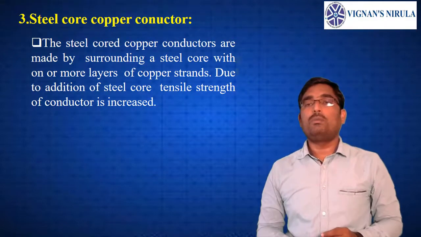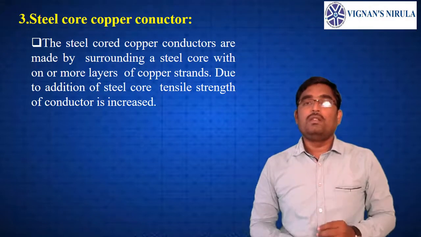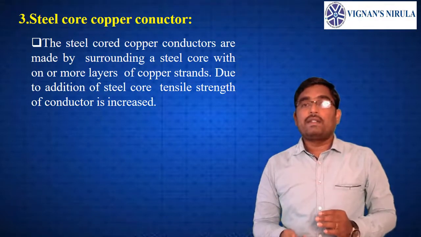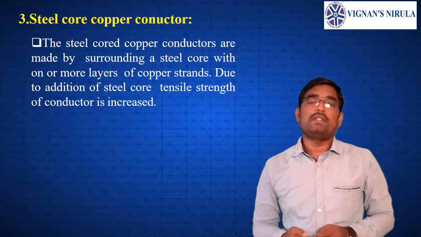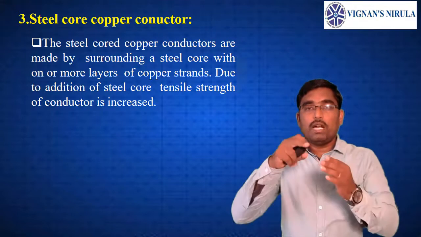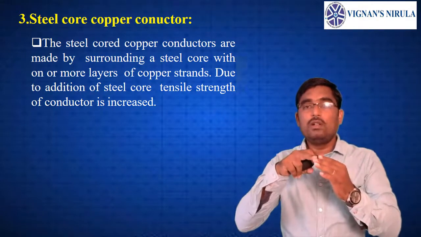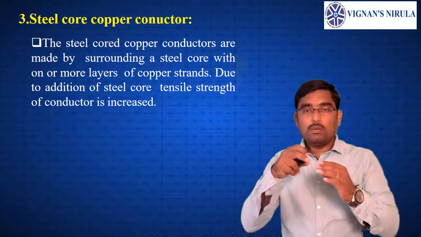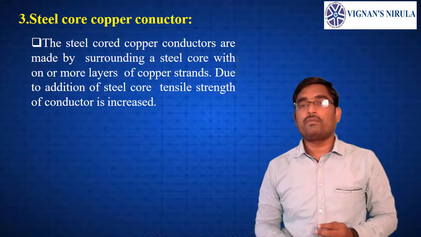Next one is steel core copper conductor. The name itself says it: these conductors are made by surrounding a steel core with one or more layers of copper strands. At the center of the conductor, we will have a steel core. Surrounding the steel core, we will have one or more layers of copper strands.